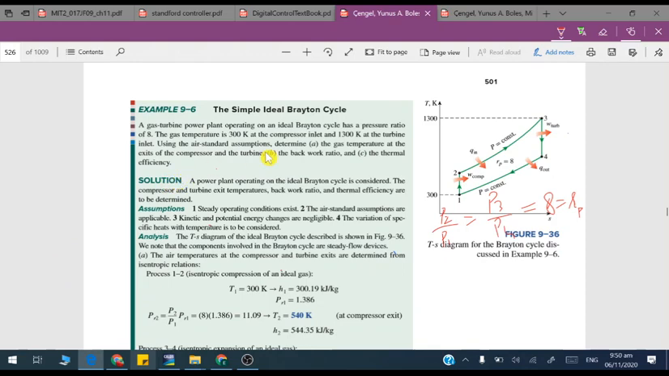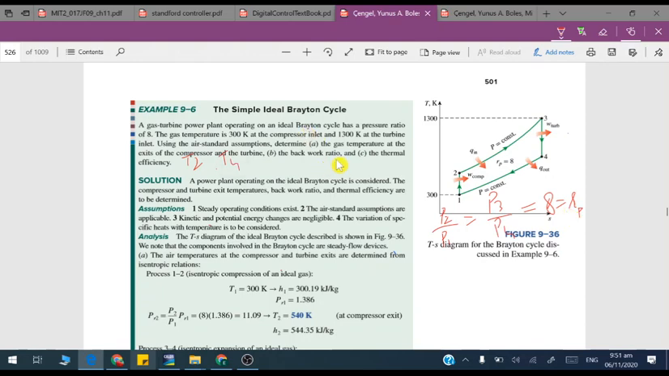Using a standard assumption, the working fluid is air, as mentioned here. We have to determine the gas temperature at the exit of the compressor. So at the exit of the compressor, it will be T2. So we have to determine T2 according to this T-S diagram, and the exit of the turbine, meaning T4. So T2 and T4 we have to determine.